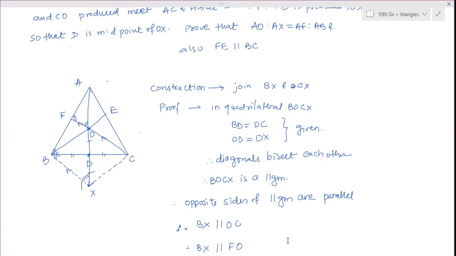Ma'am, for the second part, that is FE parallel to BC, that one. Yeah, for that, use BPT. After that, converse. Then AF by FB is equal to AE by EC, you will get it. Then use converse. Then it is by converse BPT, FE parallel to BC.